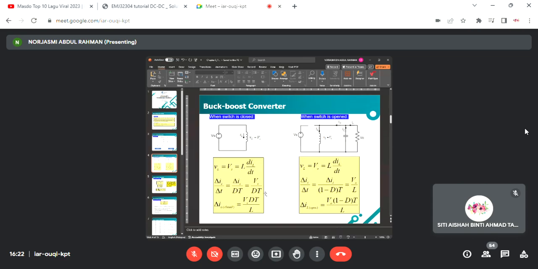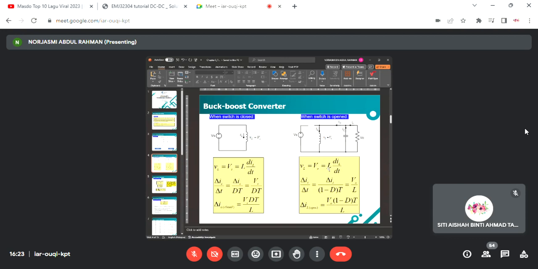Right. So from there, we can find delta IL. Delta IL is given by Vs times duty cycle times T over the inductance value. So this is the current for the inductor when the switch is closed, or switch on. And when the switch is off, again, Vout will be equal to VL.